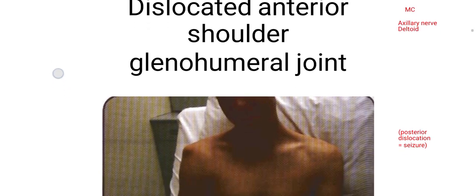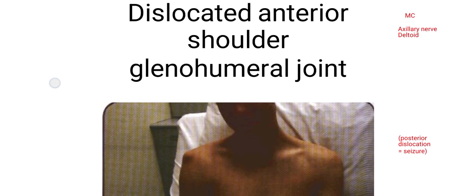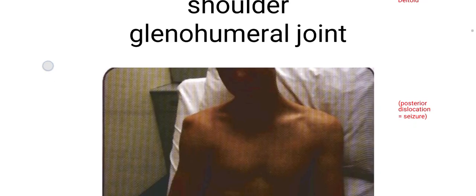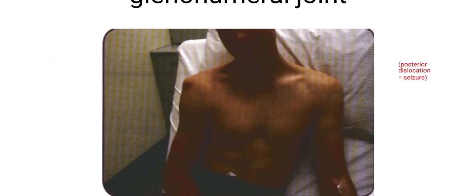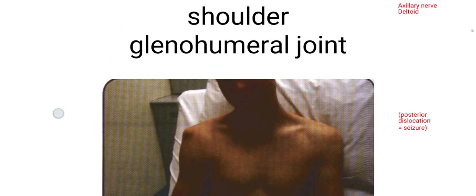Our next image is the dislocated anterior shoulder, glenohumeral joint, posterior dislocation.